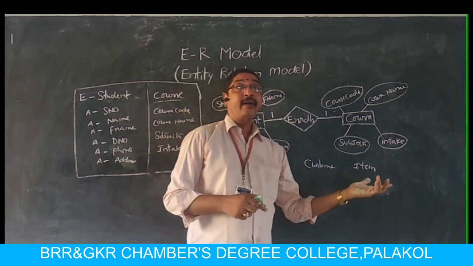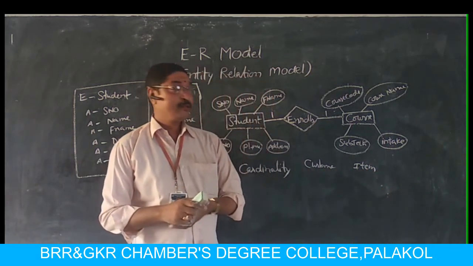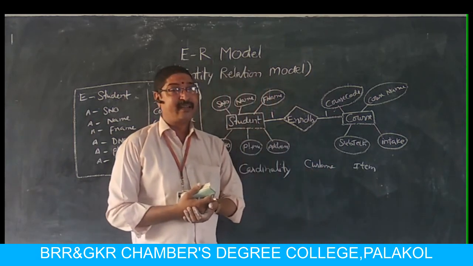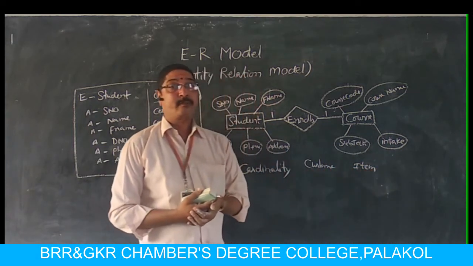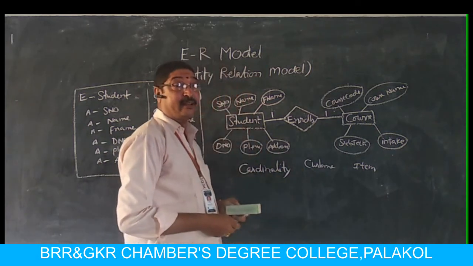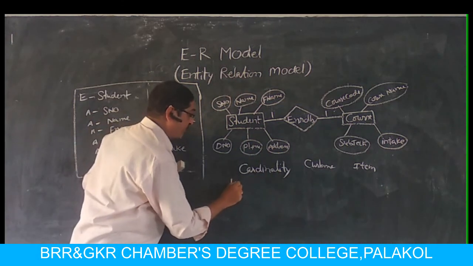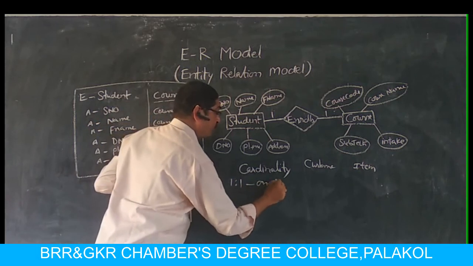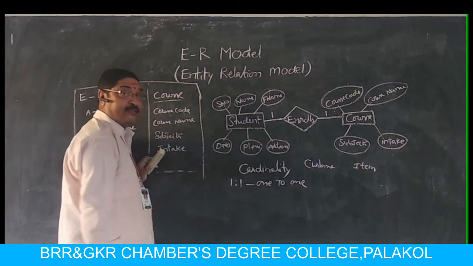So what will be the cardinality between these two? A customer can purchase many items. So the relation between this customer and item is purchase. He will purchase. And what is the cardinality? One customer will purchase many items. Like that, cardinality will also be discussed. So this cardinality, we have, first one is 1-to-1. You can define it like this.